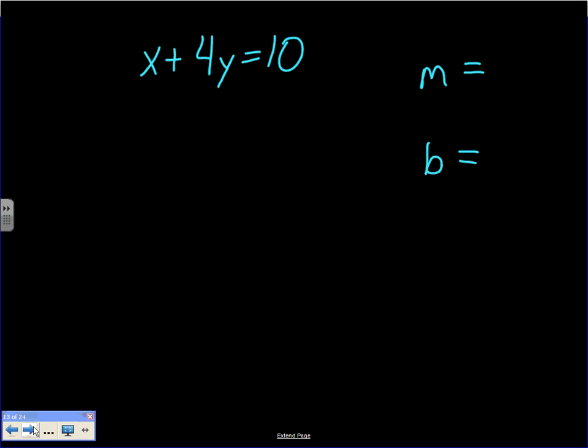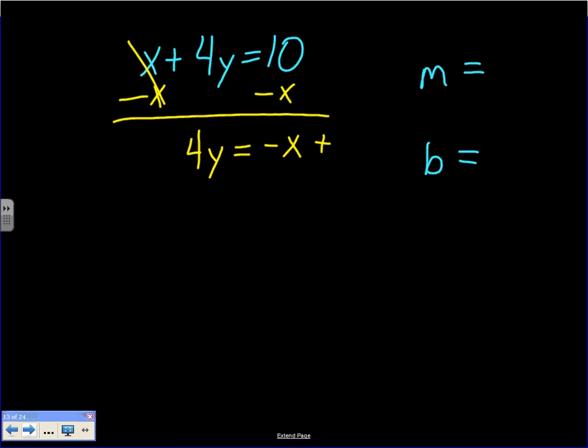This one here, we have to move some things in order to get y all by itself. First step is to move the x. Try and get the x over here on the right side. The x's will cancel off, and we're left with positive 4y on the left side. That's equal to, since we're trying to get mx plus b, we're going to put the x term first, and that's a positive 10. To get y by itself, divide by 4.